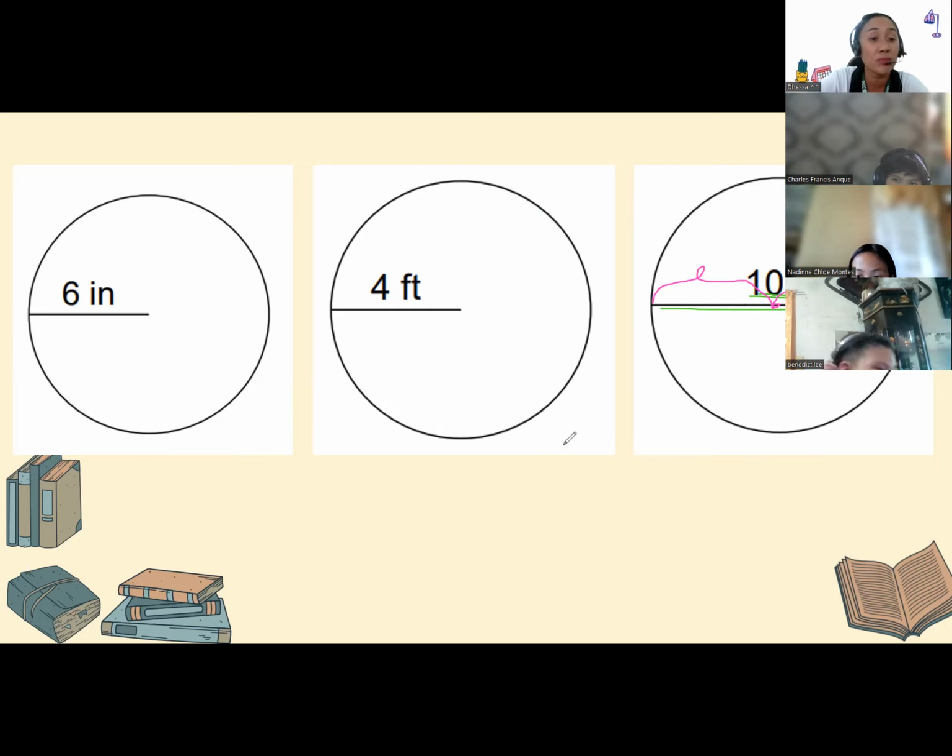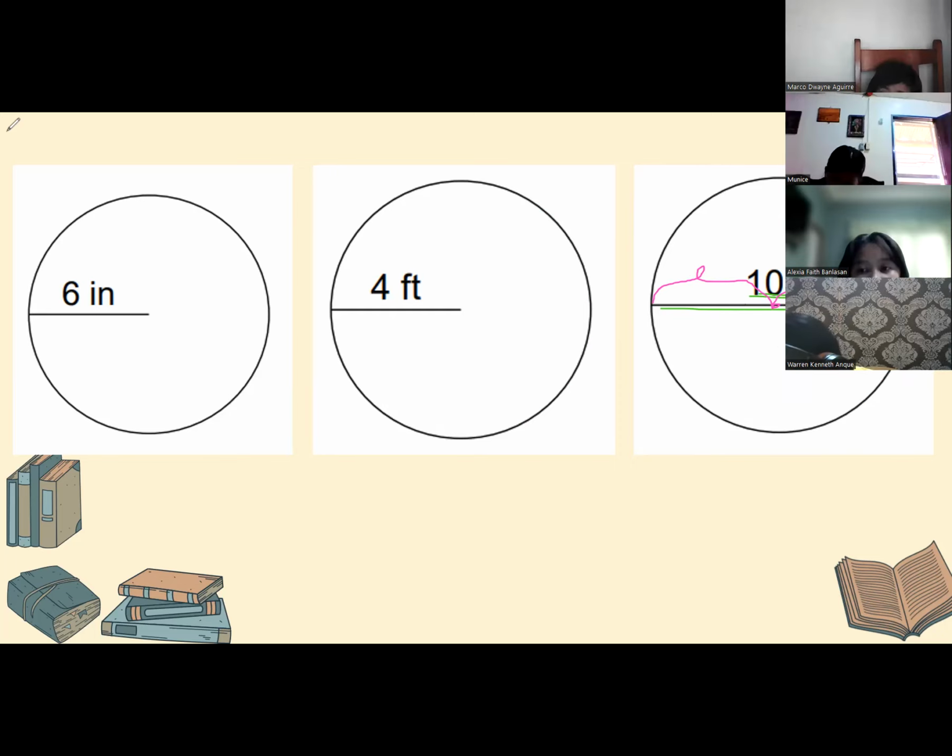So 10 divided by 2 is what? 10 divided by 2 is? 5. 5, very good. So for your radius, you have 5 feet. Okay? 5 feet. Now, we can solve for the area of the circle.